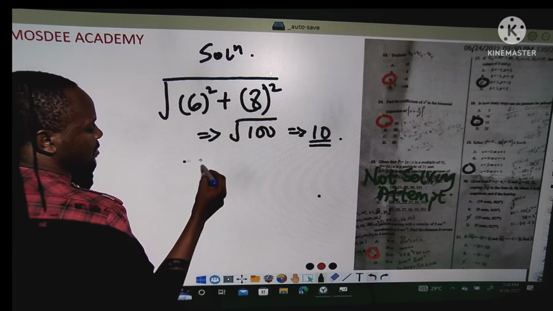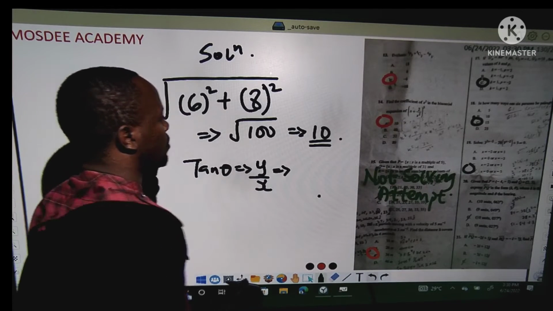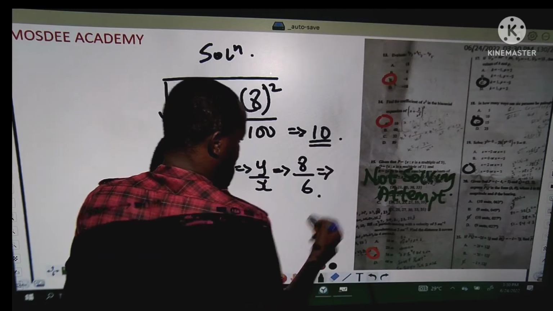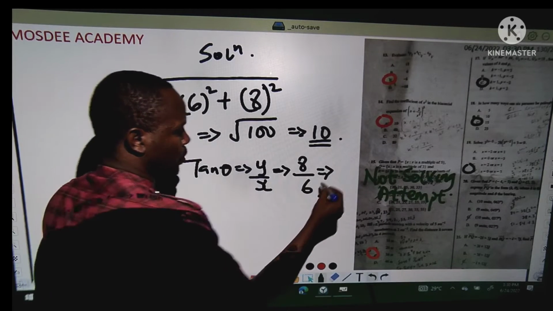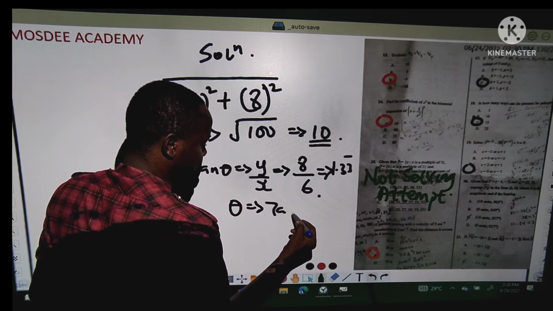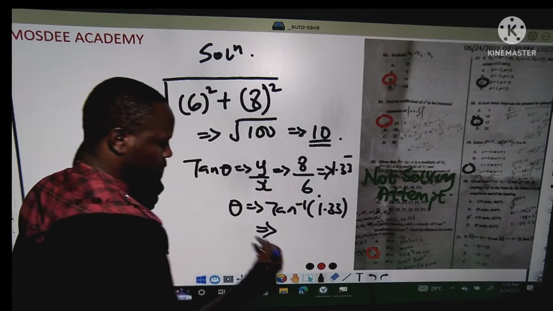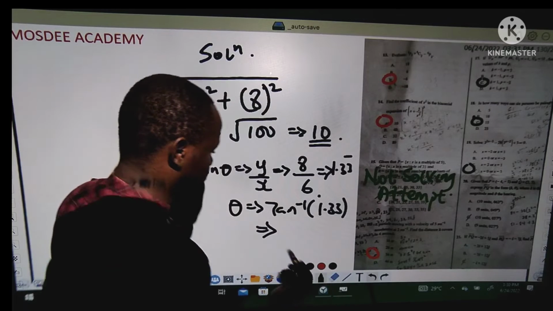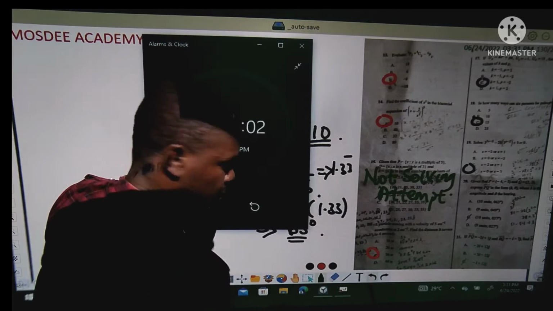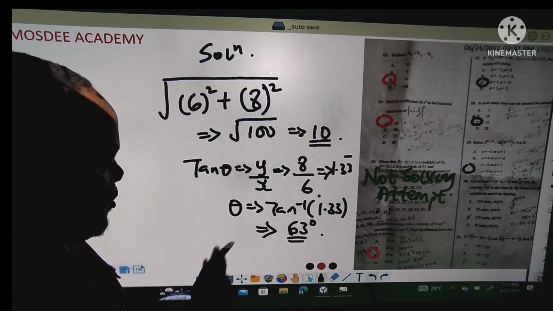Then the direction. The direction is tan theta equals y over x. That is 8 over 6, which is 4 over 3, 1.33 repeating. So theta will be equals to arctan 1.33. Admin, please help with the calculator. That should be something like 63 degrees, I'm not sure. Arctan 1.33 should be what we are looking for. Shift tan 1.33.